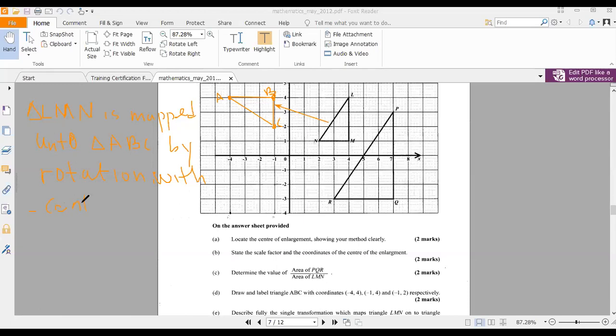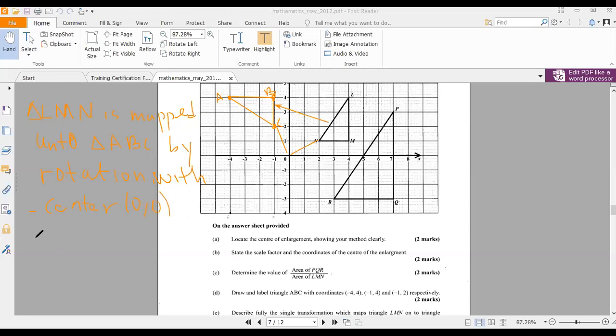When you are describing the rotation, you always have to mention three things. The center of rotation. How do I get the center of rotation here? This is very simple. When you look carefully, if you draw this and you draw this, realize that the center of rotation will be zero, zero, the origin. So in this case, the center of rotation is about the origin.